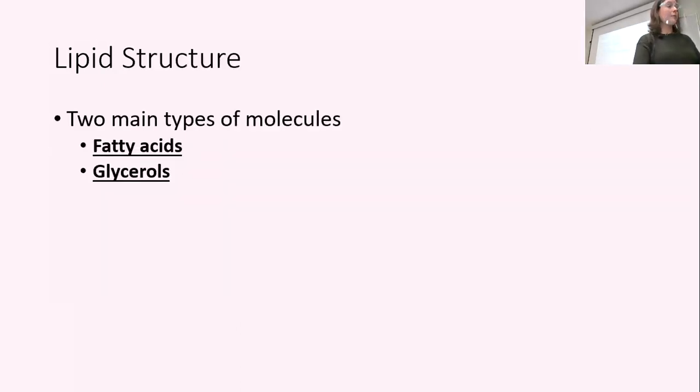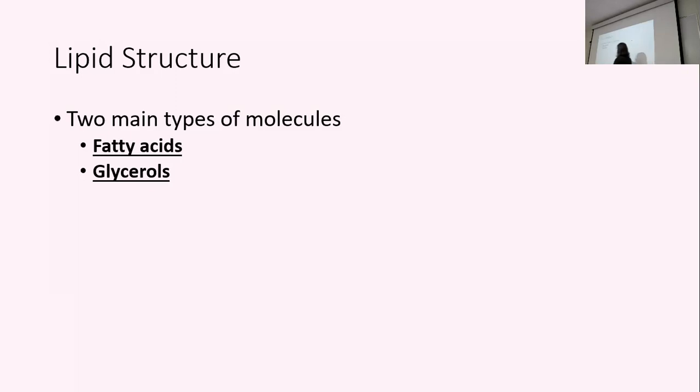All right, so when we talked about sugars, carbohydrates, right? They're made of monomers, monosaccharides, into polymers, polysaccharides. When we talked about nucleic acids, we had monomers, nucleotides, making nucleic acids, which are polymers, right? And then in proteins, we had amino acids making polypeptides. Lipids are different in that they don't have that easy monomer polymer thing going on.